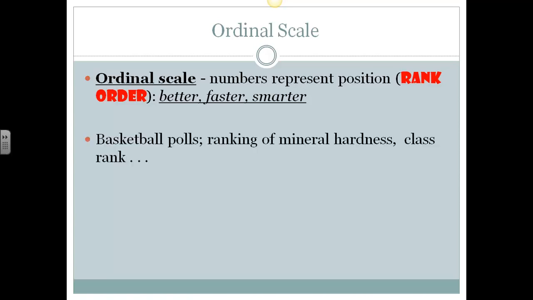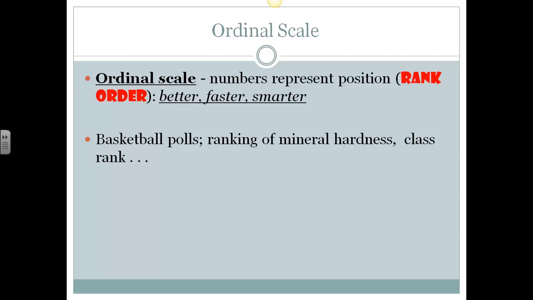And some examples of this might be basketball polls where Wisconsin's ranked pretty high right now, 4 maybe. And that means they're 4 points higher than the 8th ranked team. But that doesn't mean they're twice as good. And it doesn't really tell us how much better the number 1 ranked team is than the number 20 ranked team, because certainly when they play, a 20th ranked team could beat a number 3 ranked team.